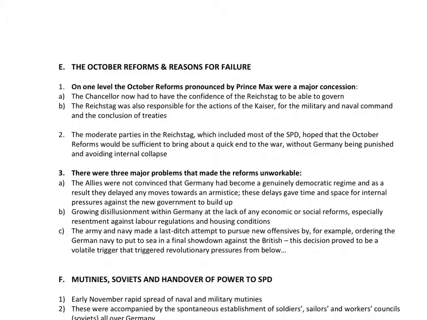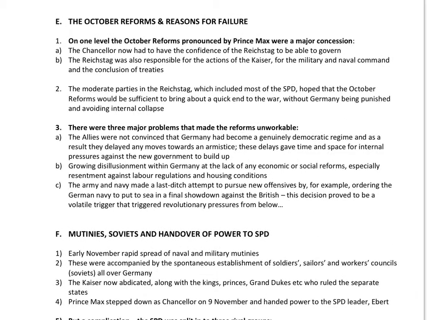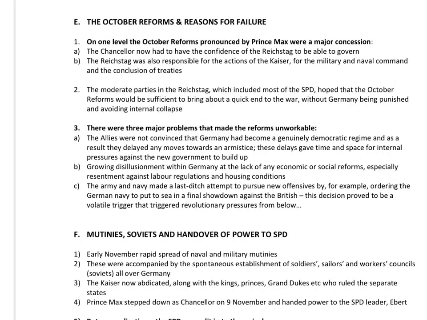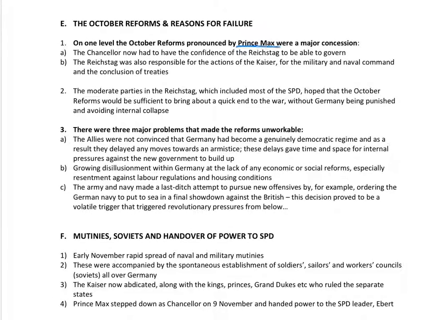The October reforms, but again we're just moving on. So, power has now been handed over to Prince Max. The OHL are washing their hands, saying we don't want to take full responsibility anymore. So power has been handed back over to a civilian government. But again, we've covered this, it was very much too little too late, and it was a compromise. It was not enough. They're giving power to a prince. It's still one of them, still one of the elites.